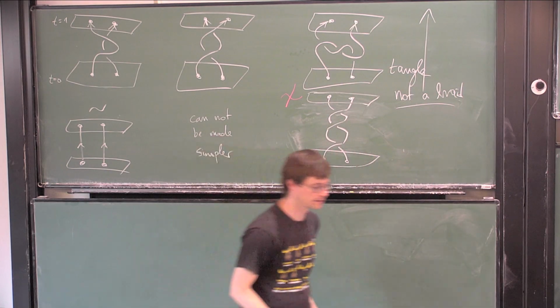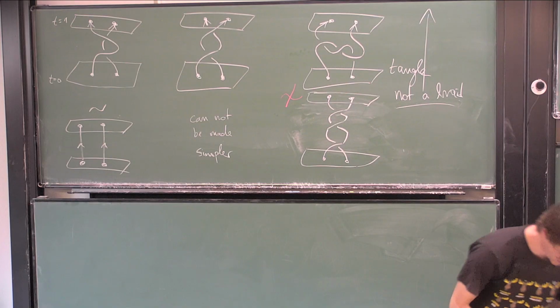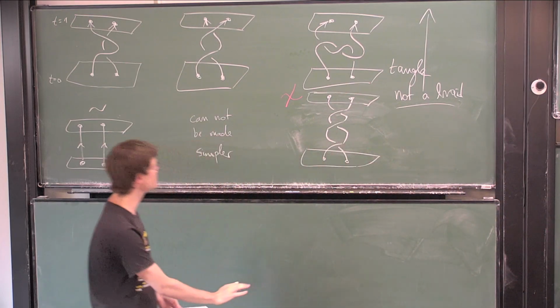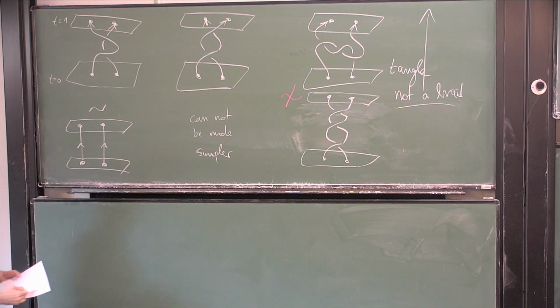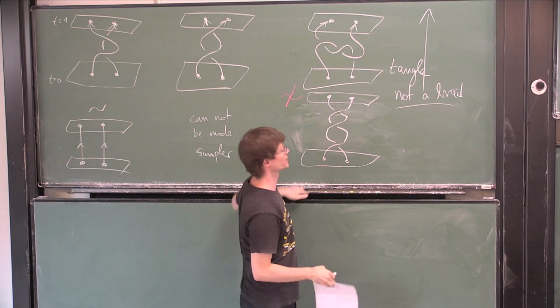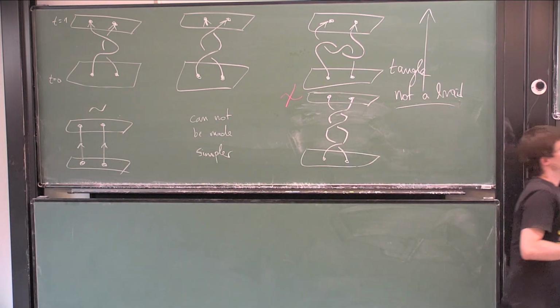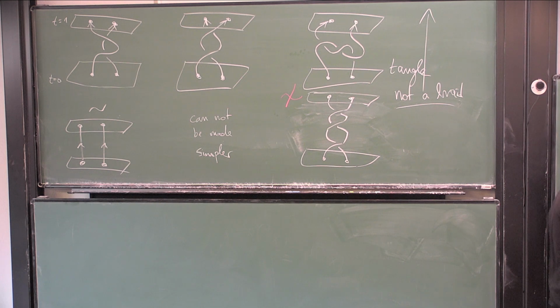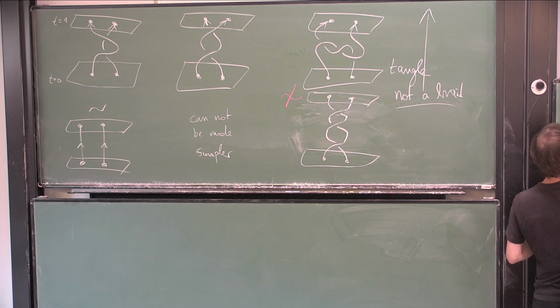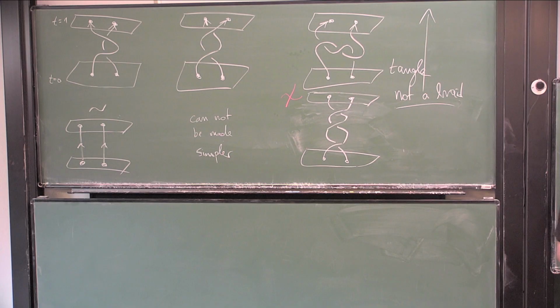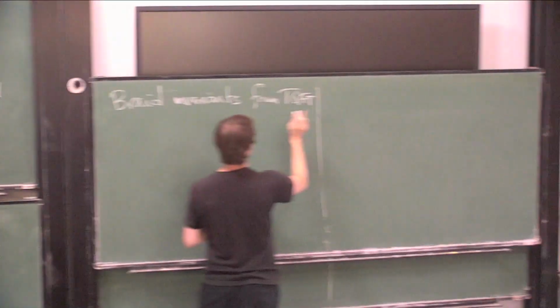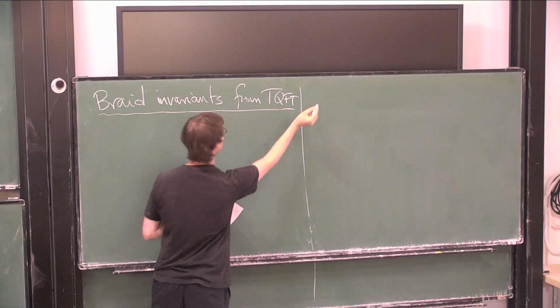With this being said, we can move on. So we'll stick to braids. We can forget a little bit about tangles, even though they're apparently quite interesting. And now we want to do braid invariants from TQFT, or kind of this embedded version.